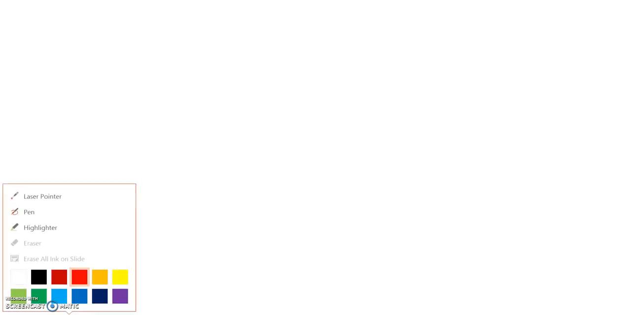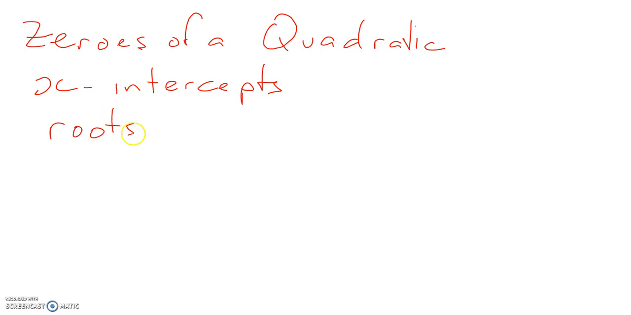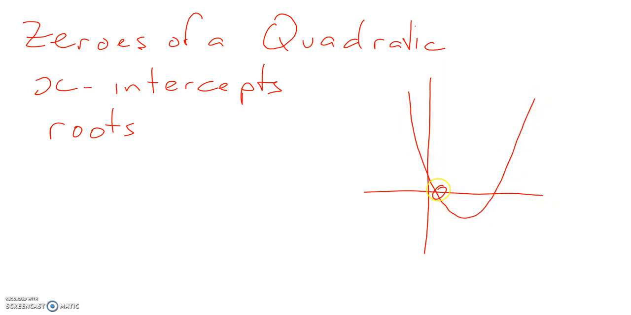Okay, getting back to quadratics, we're going to talk a little bit about the zeros of a quadratic. These, or other names for it, are the x-intercepts or the roots. Okay, and of course we're looking at the place on the graph. Here's our parabola. We're looking at these points here.